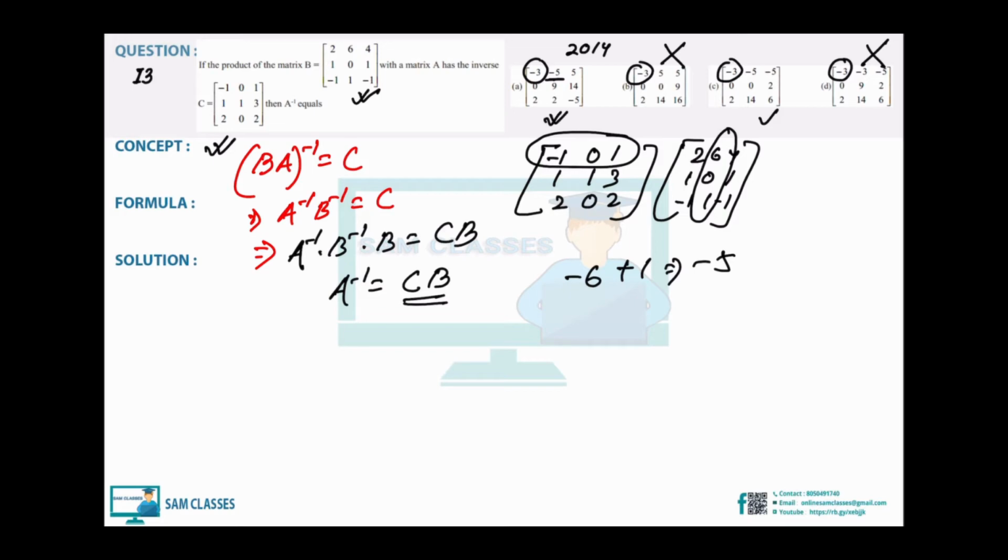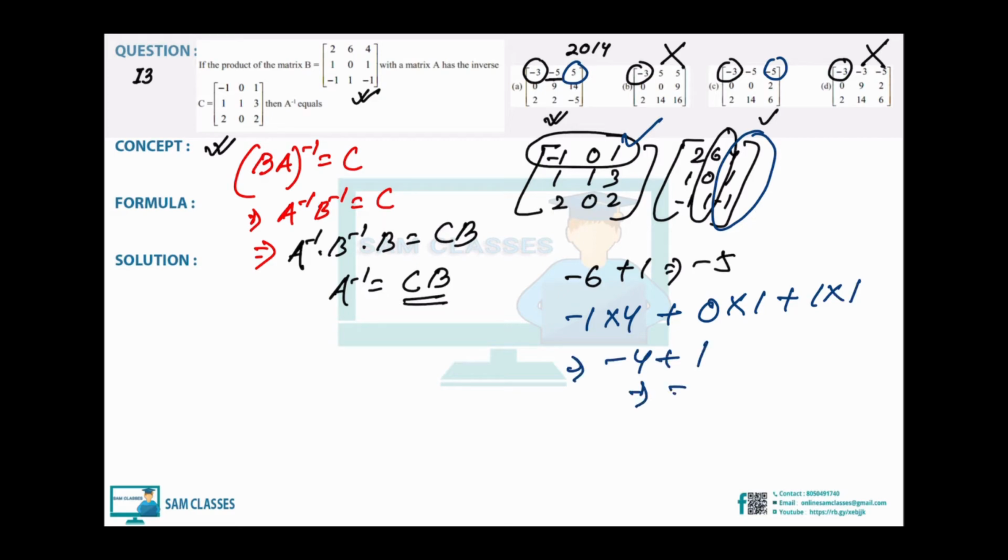Now let's check the next. I'll check 5 and minus 5. Here we have 5, here we have minus 5. So let's check the third one. First row, third column. What we have? Minus 1 into 4 we have, plus 0 into 1, plus 1 into 1. Correct. So minus 4 plus 1, students, is minus 3.